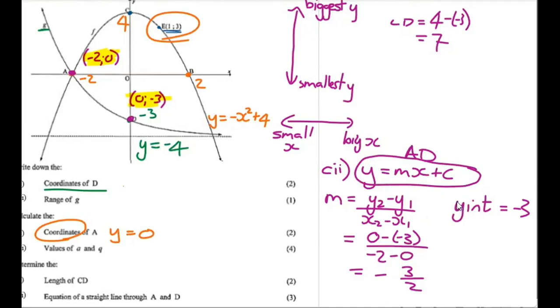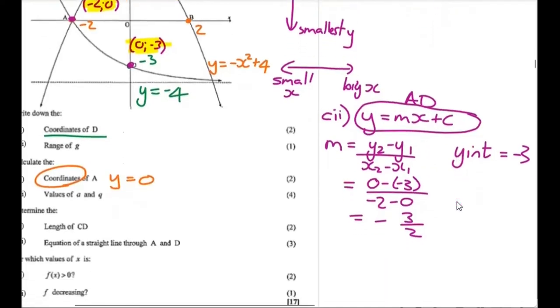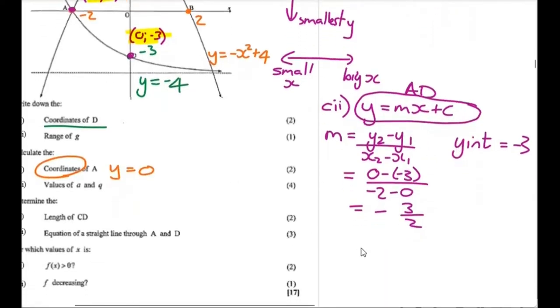So write out the equation in the chat, please. We worked out our gradient. We worked out our y-intercept. And Tato, thank you for the answer again. I appreciate it. Yes, thank you, Emma.